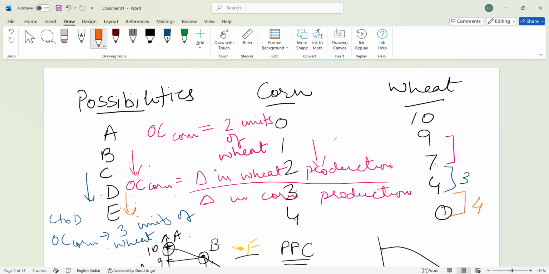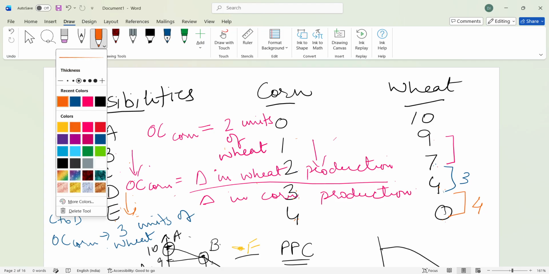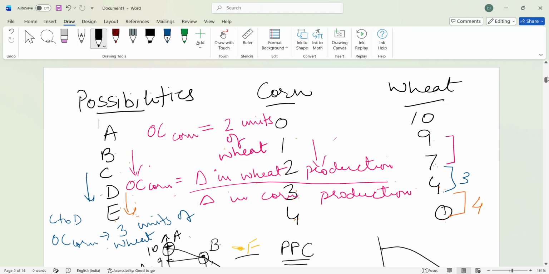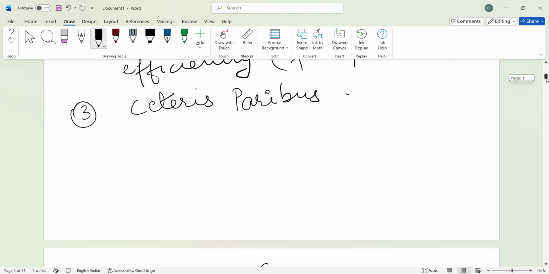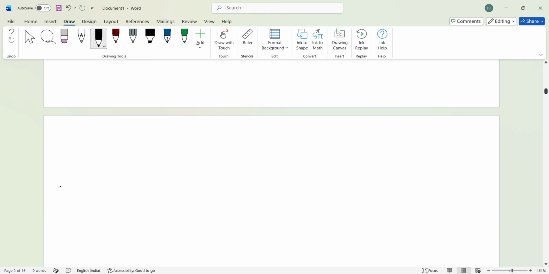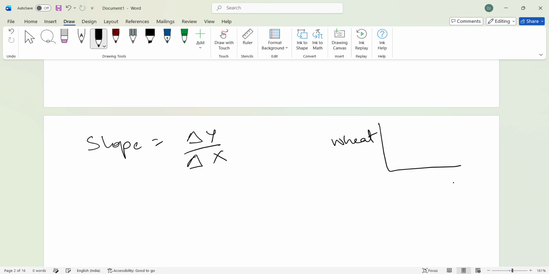So basically the slope, this is nothing but your slope, right? What's a slope? What's a slope in math? Simple, in very, very simple terms, a slope in math is given by, go down for more space, all right? So a slope is given by change in y by change in x, in very simple terms, right? Here I have drawn an x and y axis with corn on my x and wheat on my y axis.